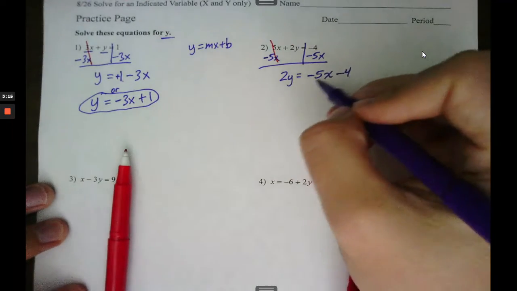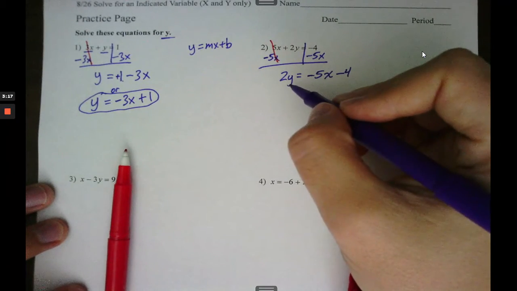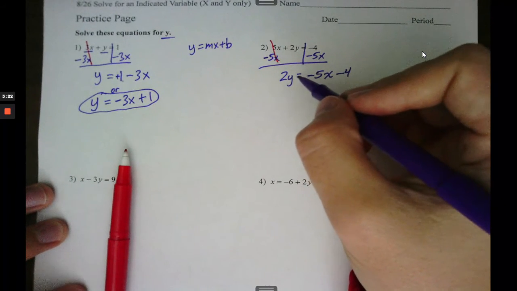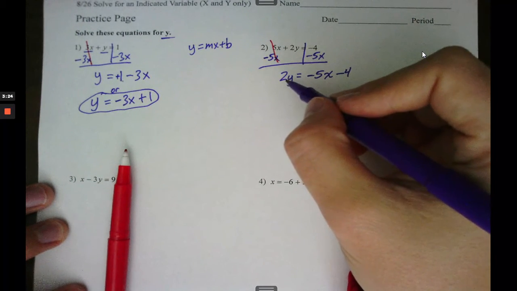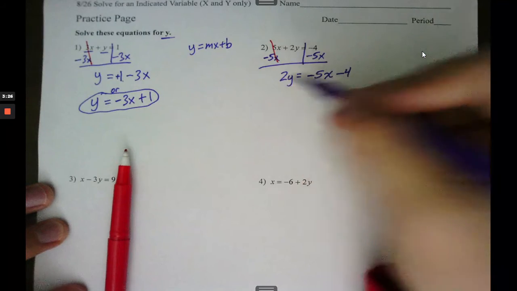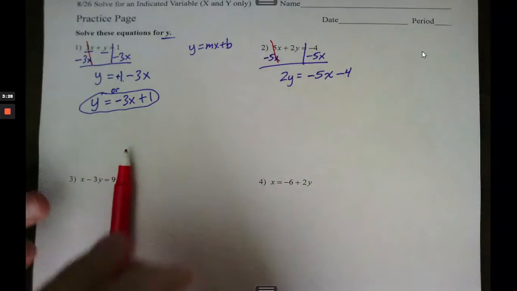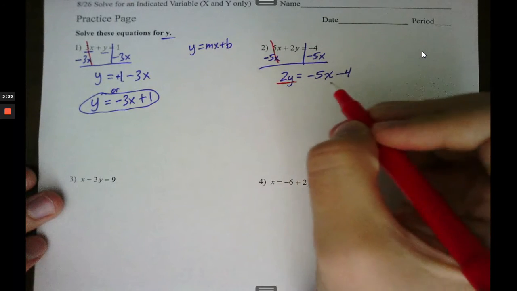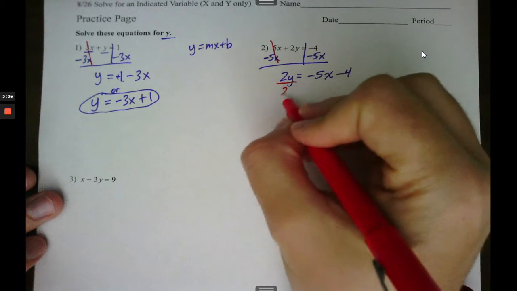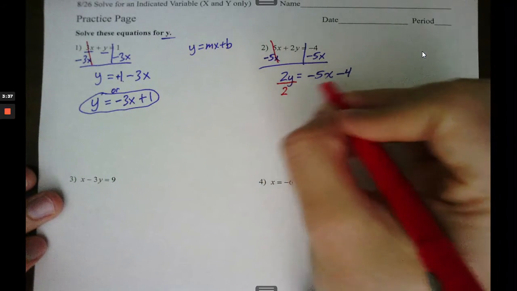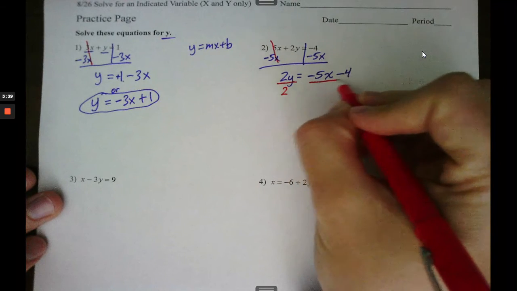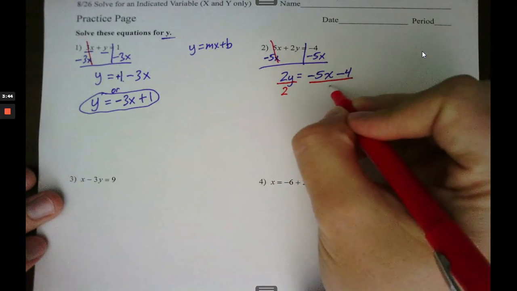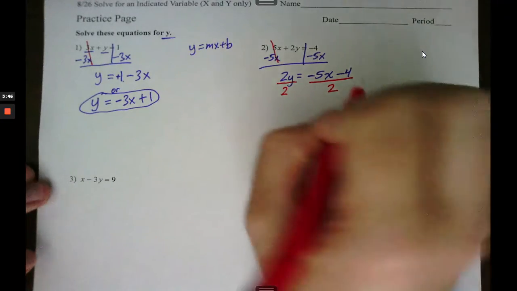Now the problem is, I'm not done here. I have not solved for y yet. I don't have that indicated variable by itself. So the only thing connected left to that y is the 2, and the 2 is connected through multiplication. So I have to use the inverse operation for multiplication to get rid of that 2. Well, the inverse of multiplication is division. I'm dividing the left side by 2, which means I have to divide the right side by 2. Not just the 5x or the 4, but both. Both.